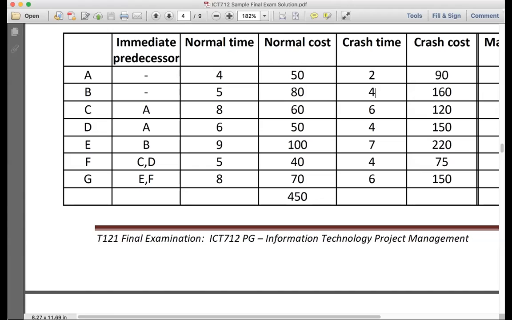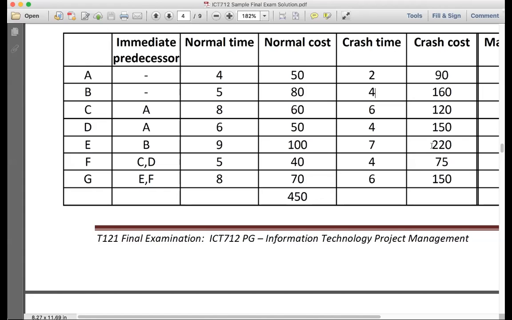Sorry, 7. No, it's 9 minus 7, equal only 2 periods. You can only crash it by 2, which is 9 minus 7. How much is it going to cost you per period? It's going to cost me 220 minus 100, which is 120.